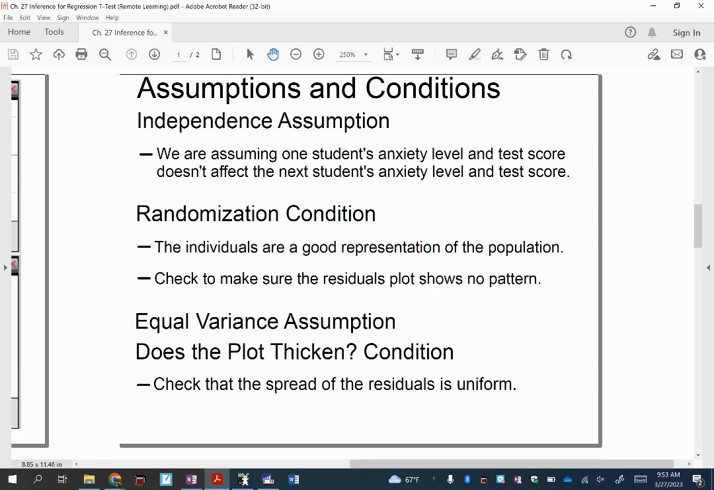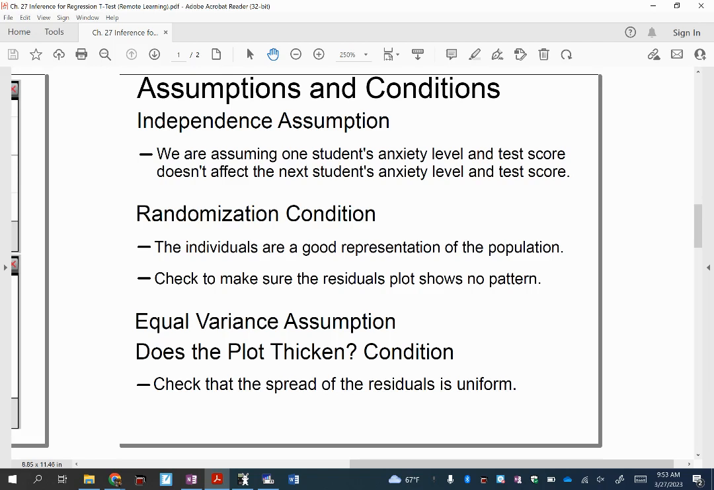I think maybe family members, in terms of anxiety levels. I'm not saying it's passed down or anything like that, but if they're living in the same home environment, having those same conditions, that could influence their anxiety. You'll notice it doesn't say random, so I'm saying that the individuals are a good representation of the population.